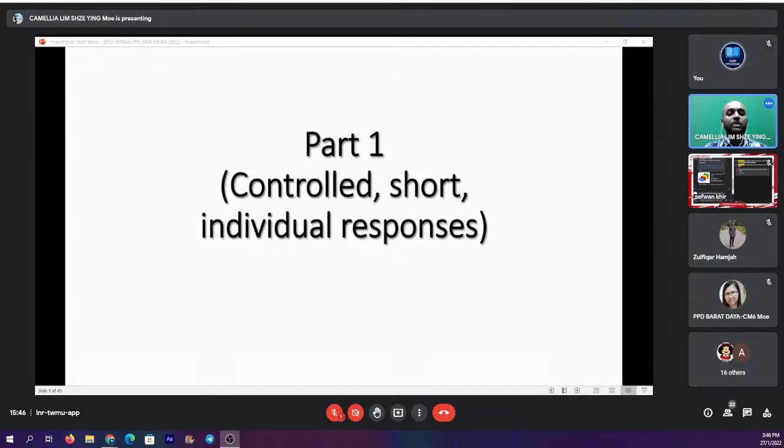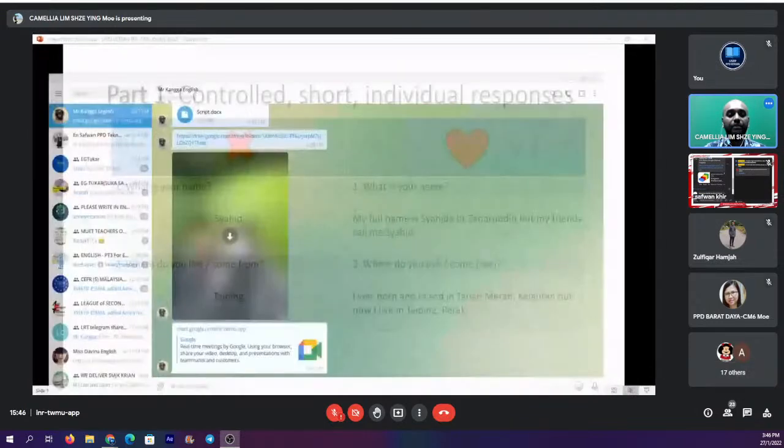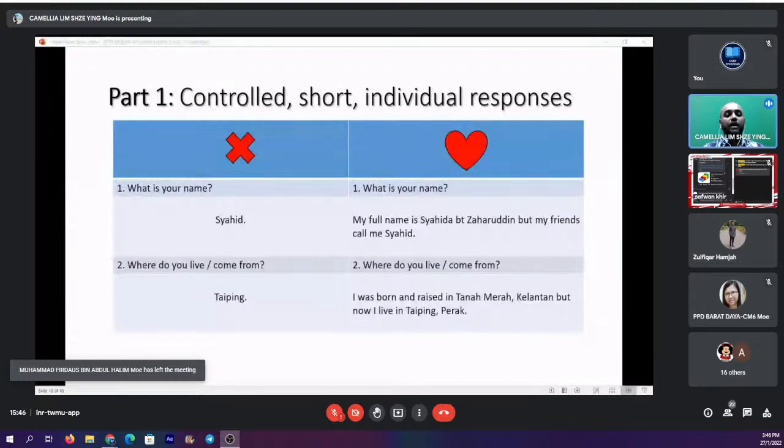So as we all are well aware, teachers, students will be asked very general questions such as the ones shown here. All right, teachers? Okay, so what we have here are two very common examples of the questions in part 1. The first one, the most basic question of all, requires students to state the name, and the second one needs them to state where they live.